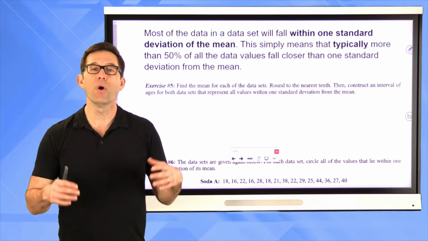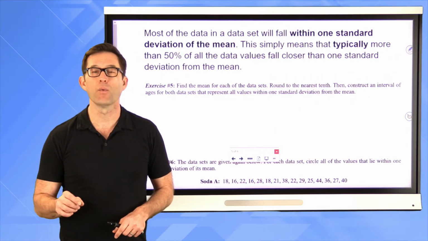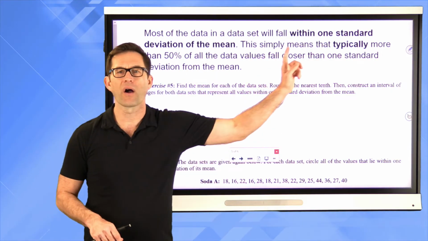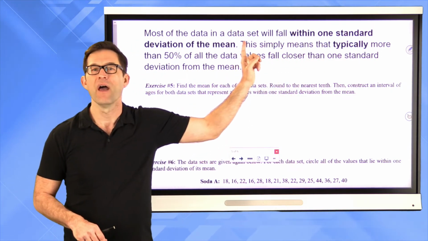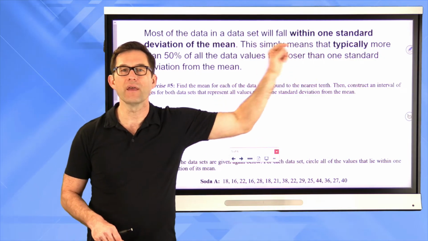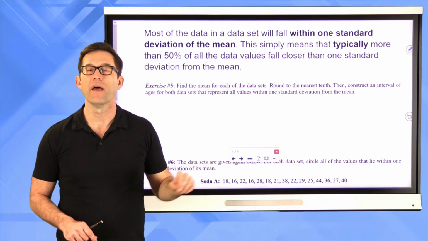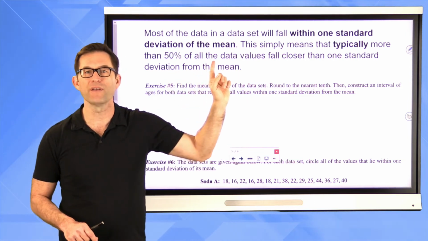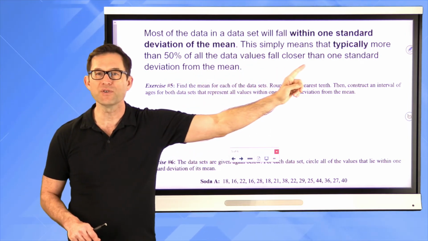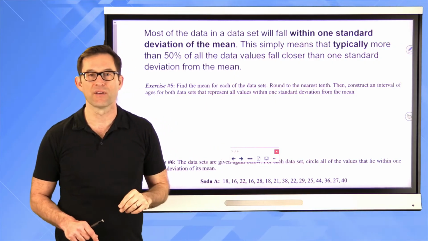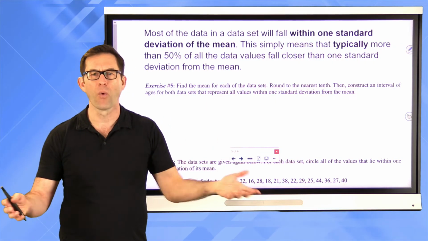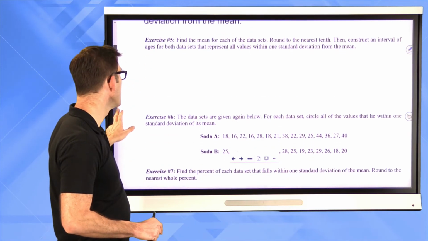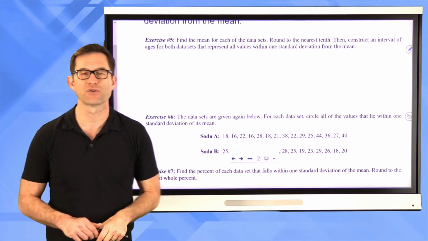All right, now most of the data in a data set will fall within one standard deviation of the mean, and we're gonna talk a lot about this kind of phrasing, the amount of data that falls within one standard deviation of the mean. This simply means that typically more than 50% of all the data values fall closer than one standard deviation to the mean, all right? A little bit more than 50%. And we'll talk about how much more in the next lesson.